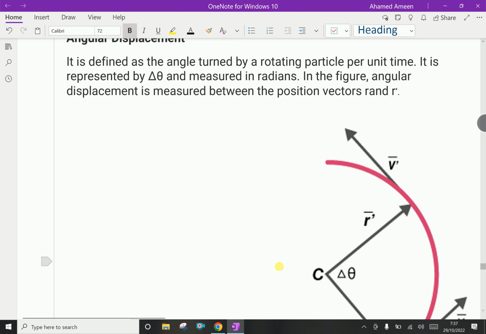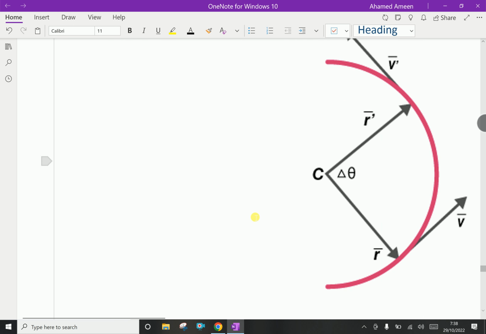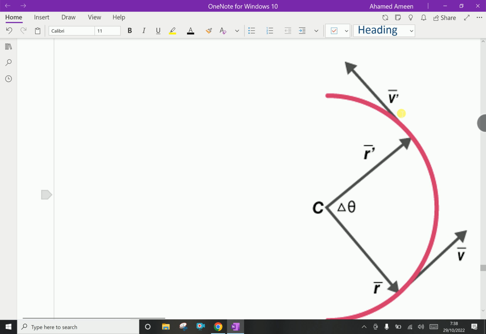So this is the r vector and r dash vector. Then look here, at each point the perpendicular to this vector is the tangential velocity. Here also the v dash vector and the v vector.